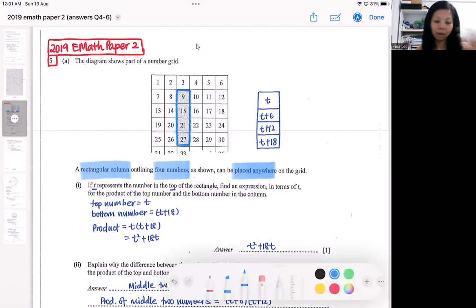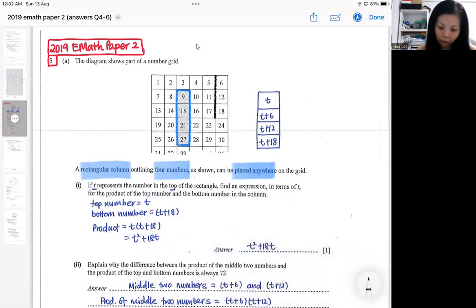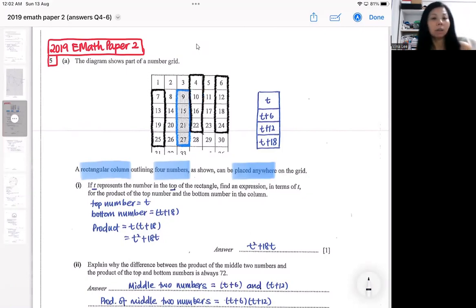So you can have other rectangular columns. It can be here as well, or it can be here as well. It just must be rectangular, no other shape. So it can also be here, of course. So this is what they are trying to tell you. There's a lot of columns, vertical columns.